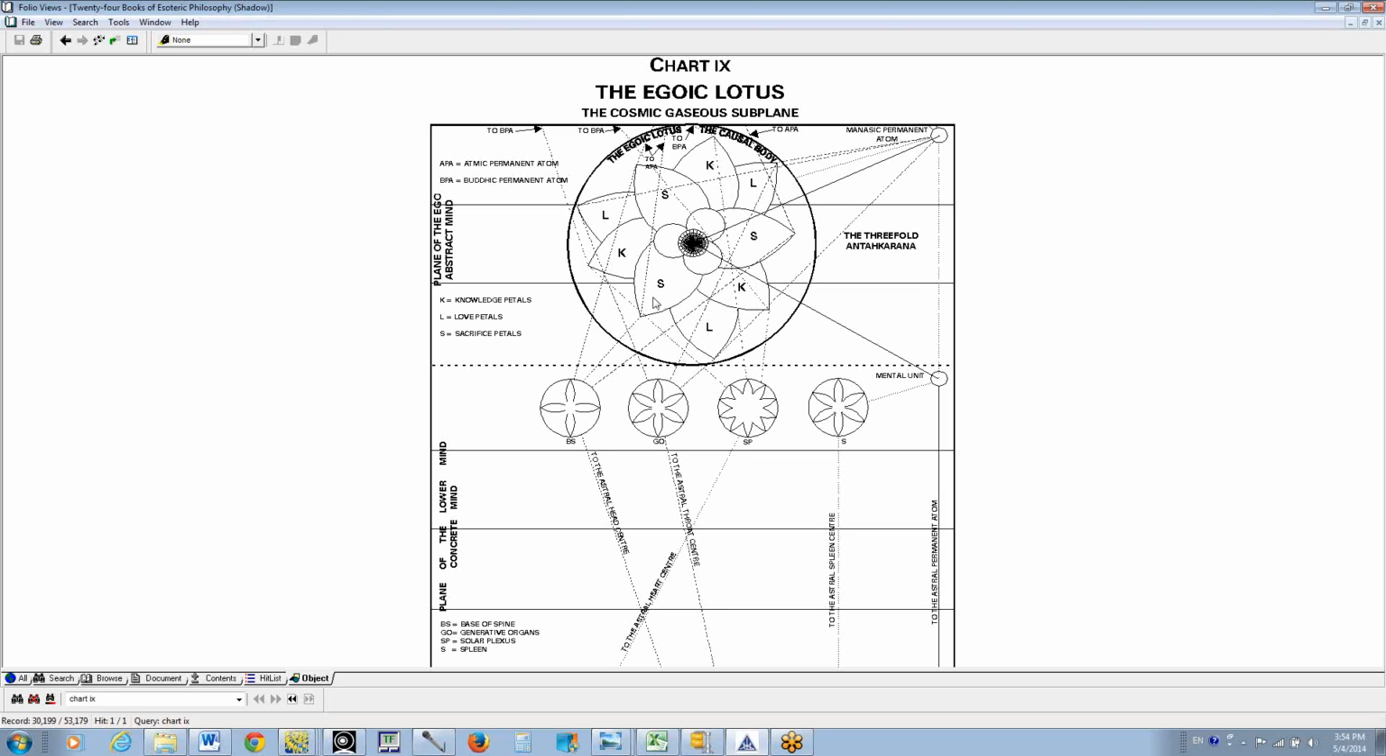And the sacrifice petals also would be now rotating in a counterclockwise manner. I think there's been an error in some of the other renderings, and we'll have to check that out. But let's say the knowledge petals operate in a clockwise manner. The love petals, even though they're in the wrong place, operate also in a clockwise manner, but the sacrifice petals rotate in a counterclockwise manner. In other words, it goes knowledge, love, sacrifice, knowledge, sacrifice, love, sacrifice, sacrifice, and we're going in the direction of the zodiac. So that's what this diagram seems to show us.